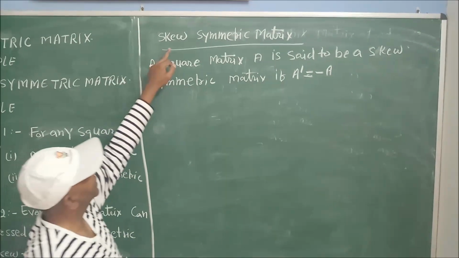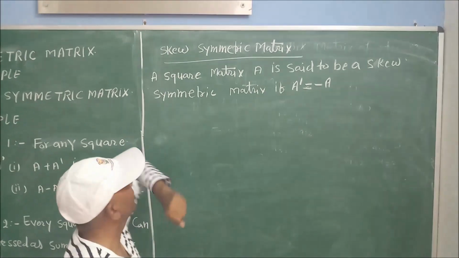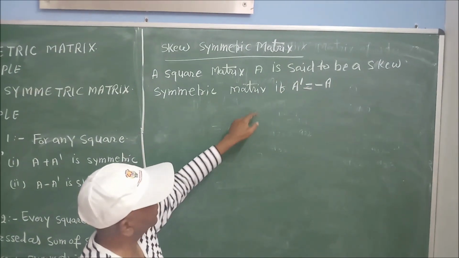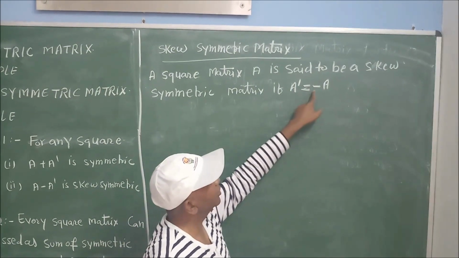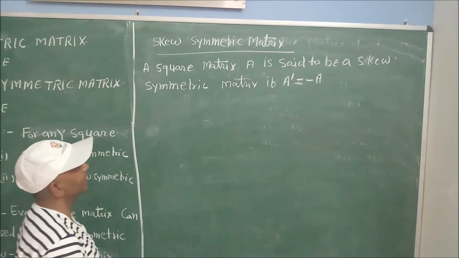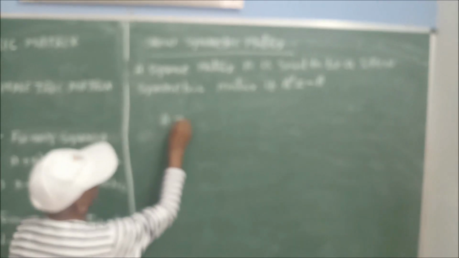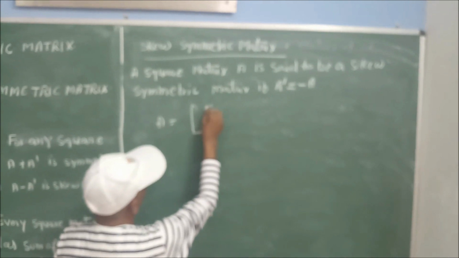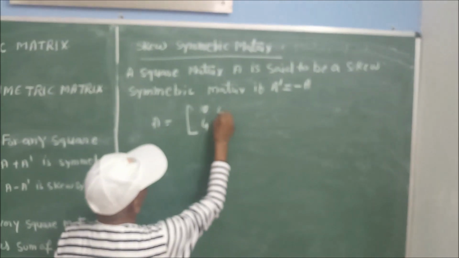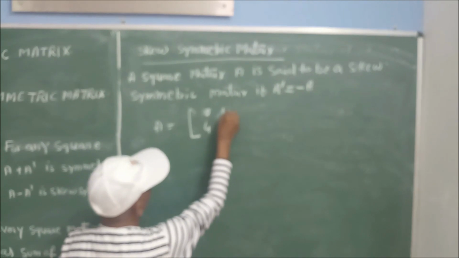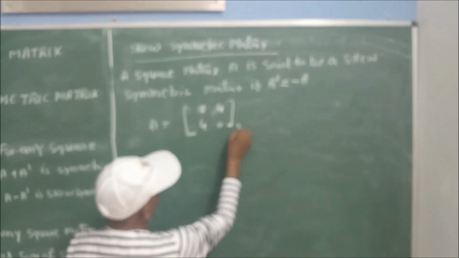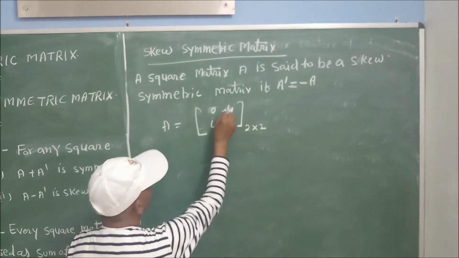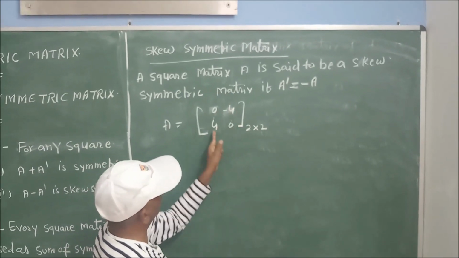Our next definition is skew symmetric matrix. A square matrix A is said to be a skew symmetric matrix if A transpose is equal to minus A. So let us take an example. Here is a matrix A and its elements are 0, 4, minus 4, 0. This is a matrix of order 2 cross 2. Let's take any element negative: 0, 4, minus 4, 0.